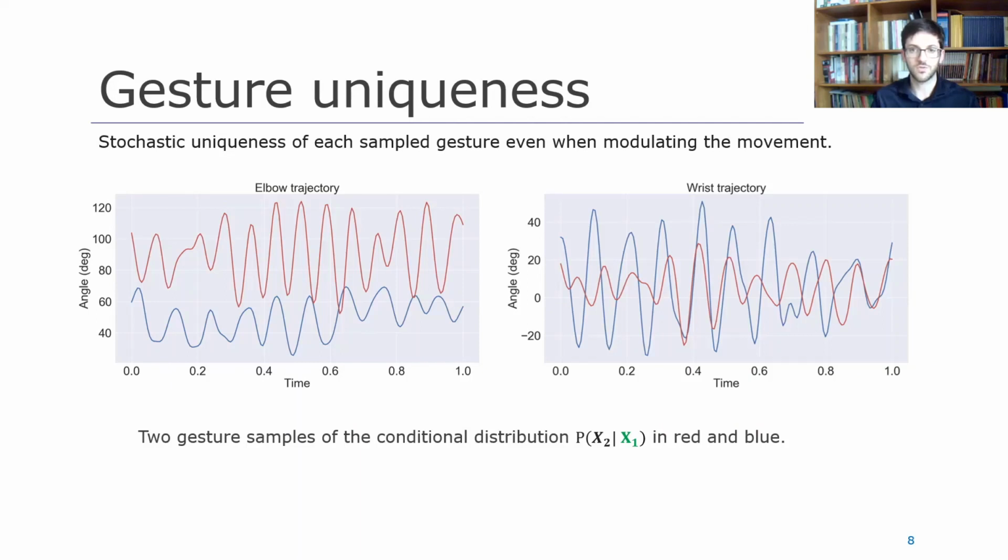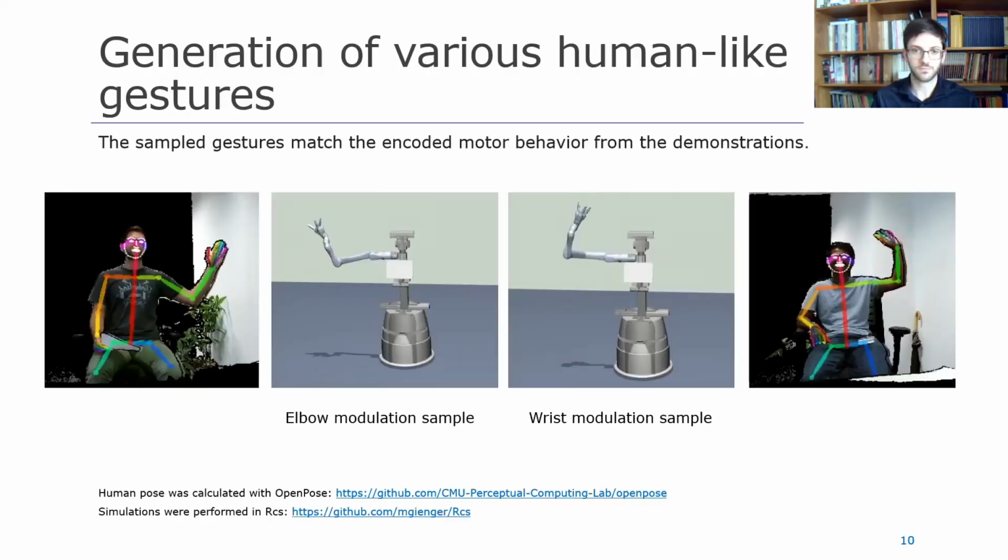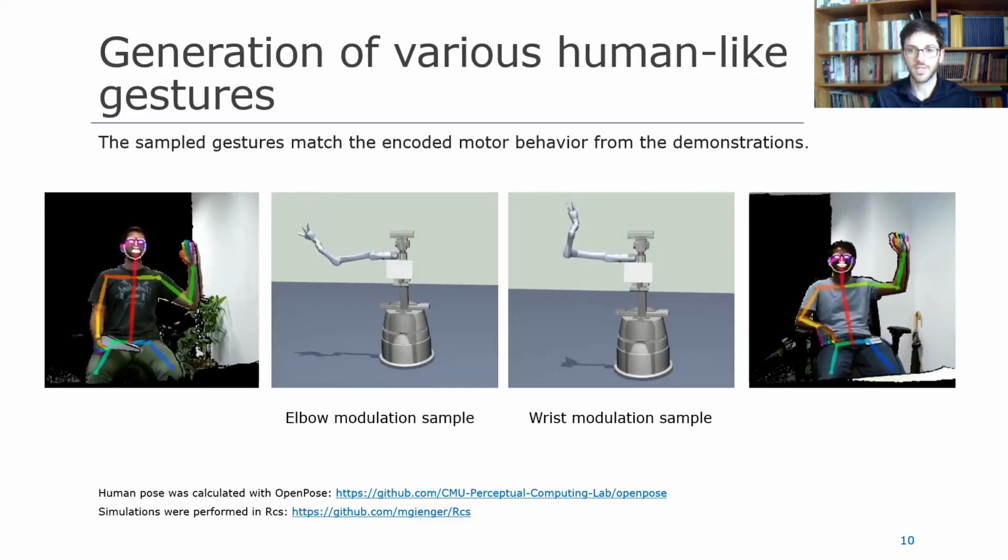Next, we draw two samples from the green conditional distribution. While their frequency is similar, there is stochastic variation in their amplitude and phase. Finally, the simulations demonstrate the capacity of the model to produce human-like movements by coordinating the trajectories of all joints.